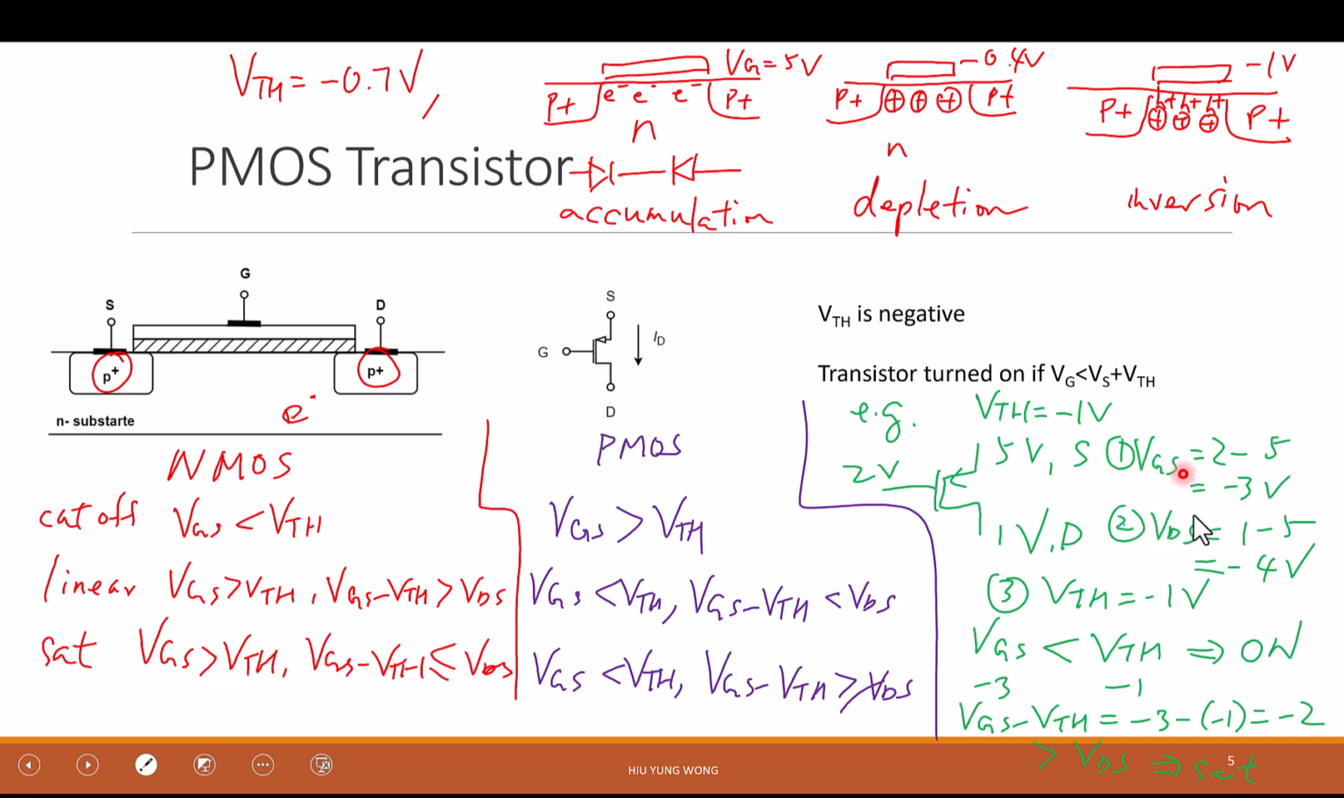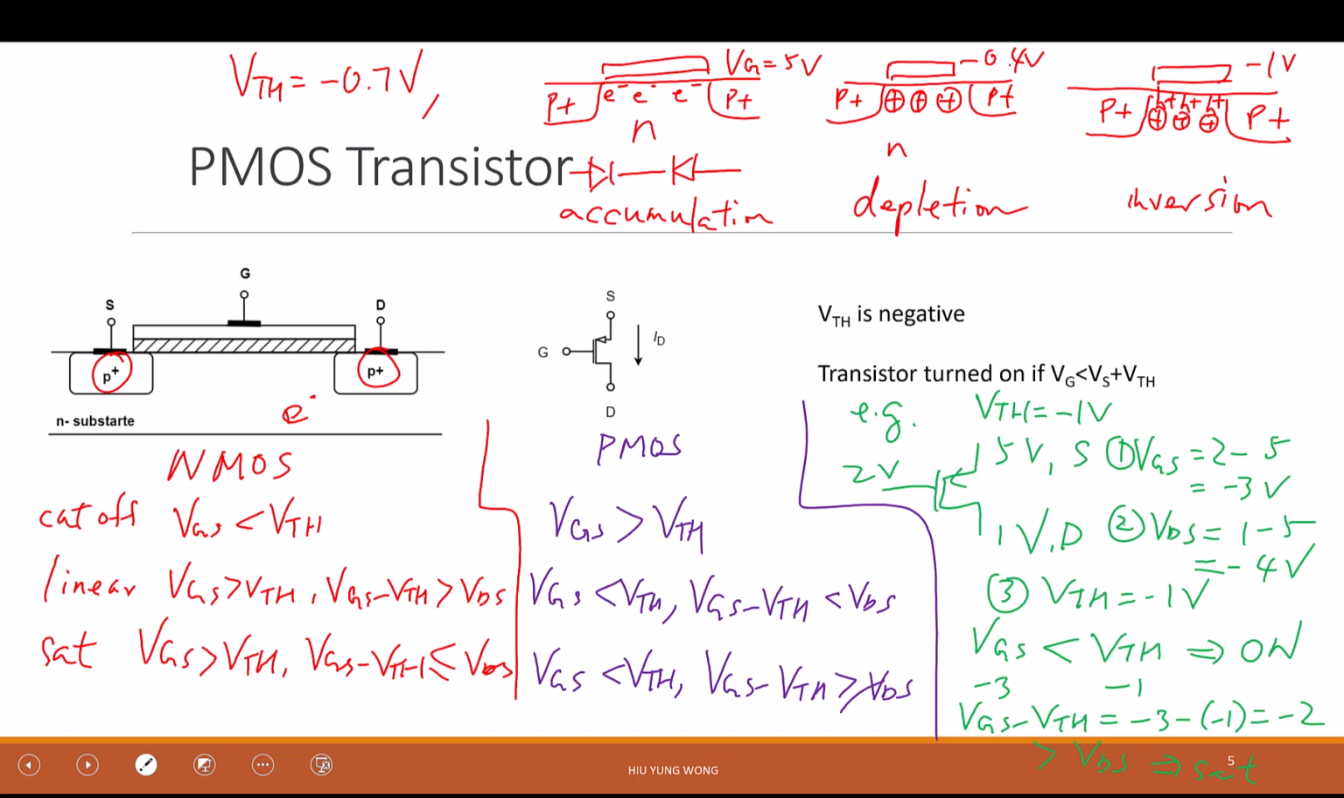When I do VGS, I really do 2 minus 5. Do not just guess, saying okay, maybe 1, maybe 2. Don't do that. 99% of the chance you are wrong, unless you're very familiar with this. Same for me, I will be very careful. Step by step. Okay?